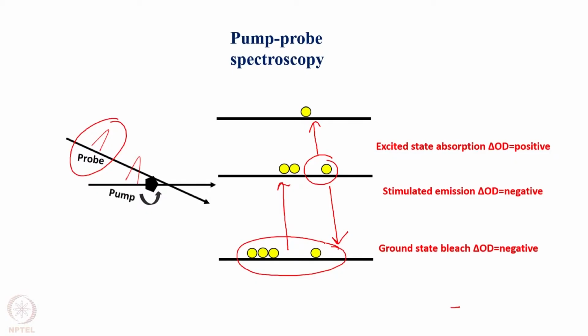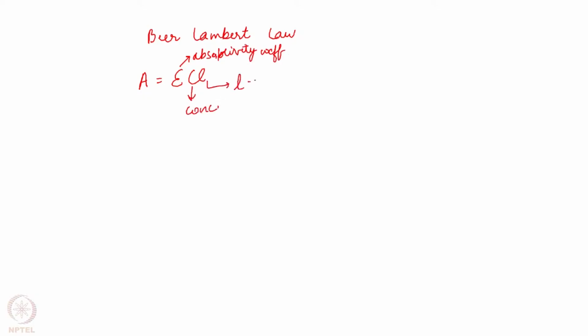Now we can see that we have written here that the sign of delta OD is positive for excited state absorption, and the sign of stimulated emission and ground state bleach is negative. So we will explain the origin of these signs. As we know from the Beer-Lambert law, A is equal to epsilon C l, where epsilon is the absorptivity coefficient of the dye under study, C is the concentration of the dye, and l is the path length of the cuvette used.